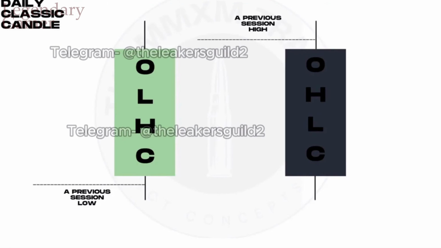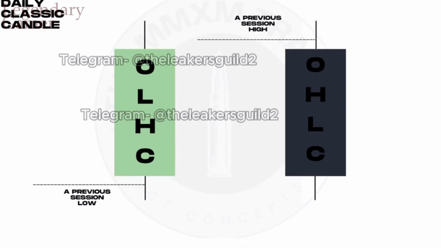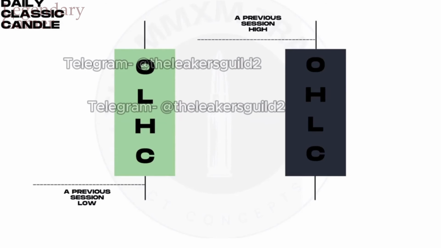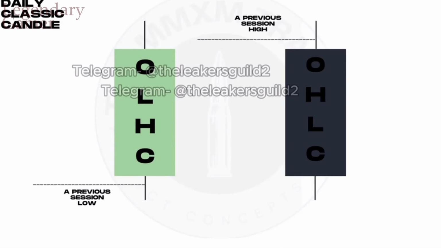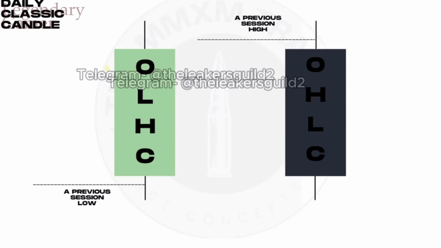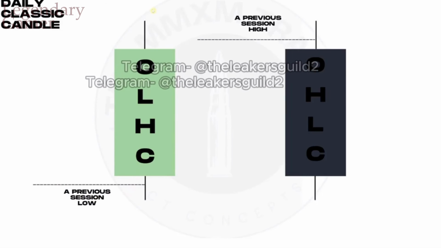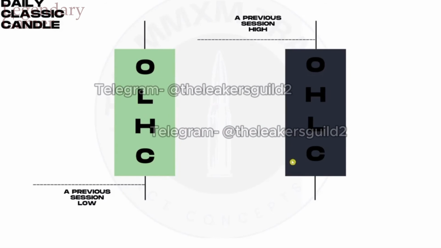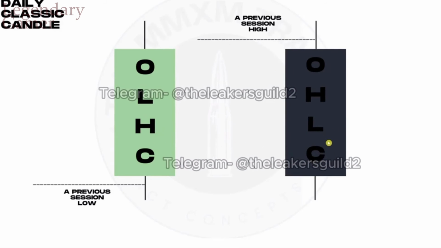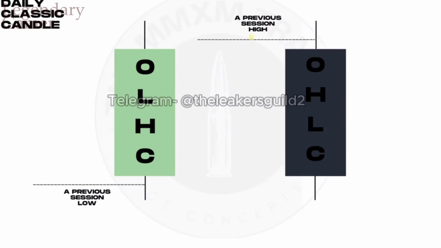So over here we've got a depiction of an open low high close candle and an open high low close candle, and we're going to be focusing on that classic candle, right? A daily classic candle. So we have a classic buy day candle over here, taking out a previous session low and then expanding up higher. And for a classic sell day we've got a bearish candle, which is an open high low close, right? And we're taking out a previous session high with that candle.